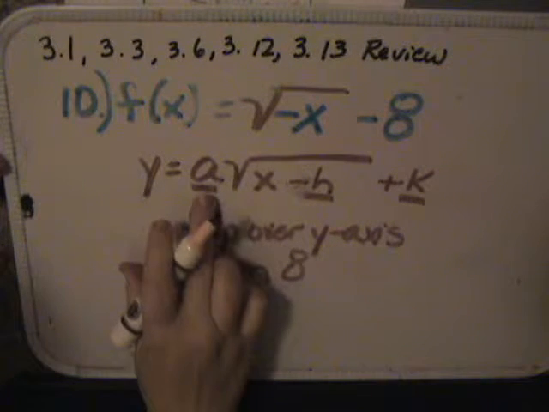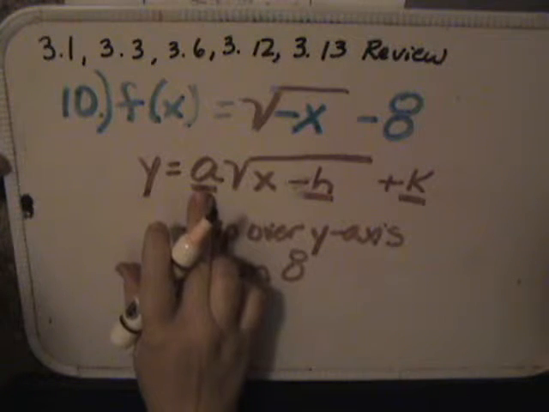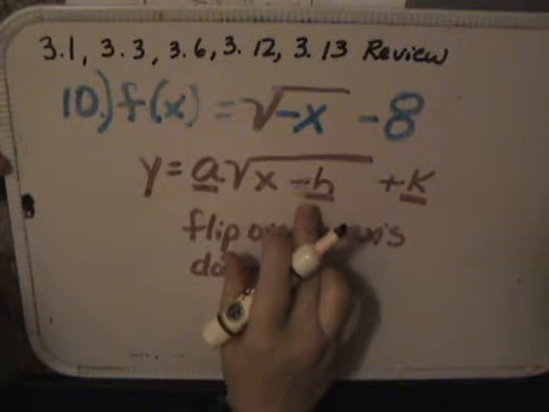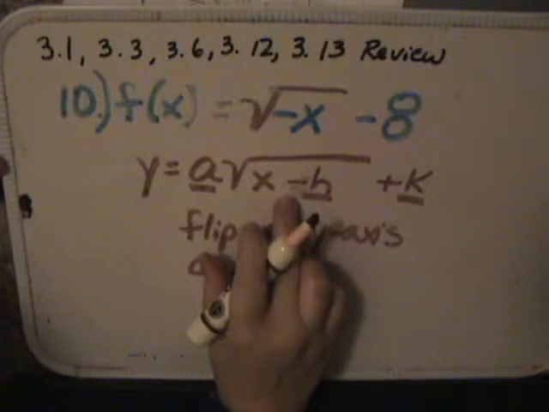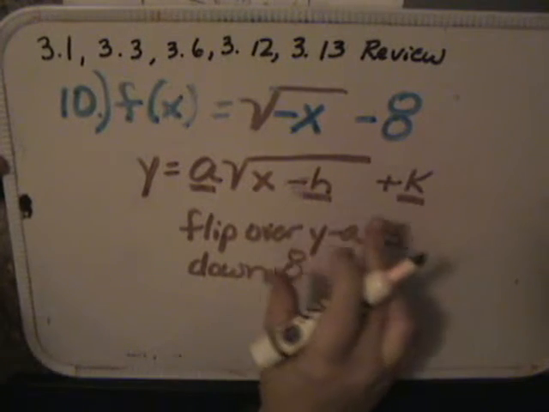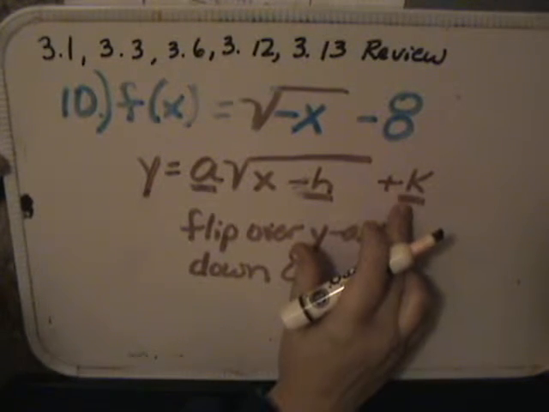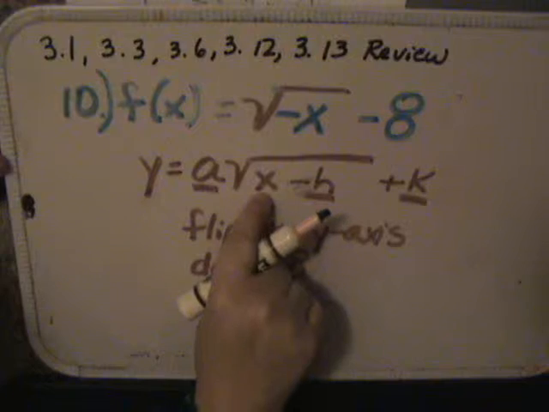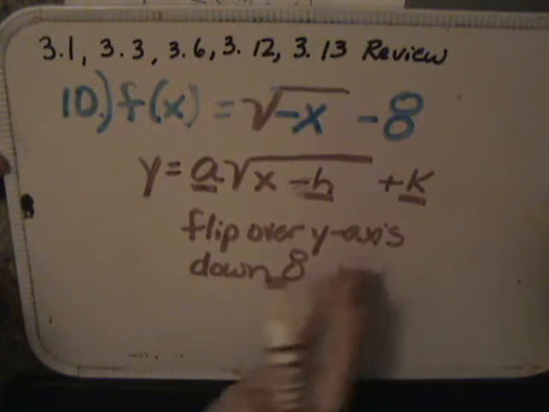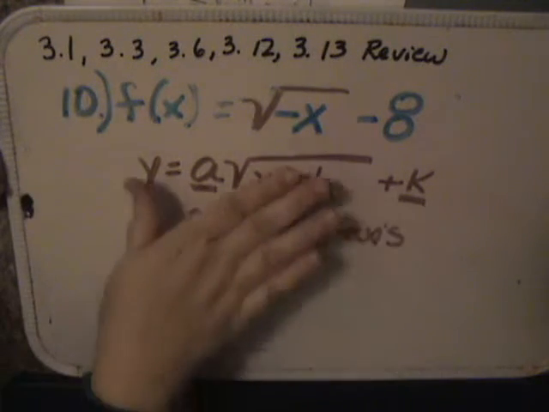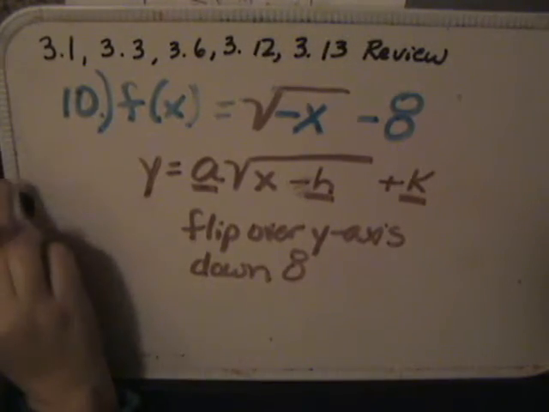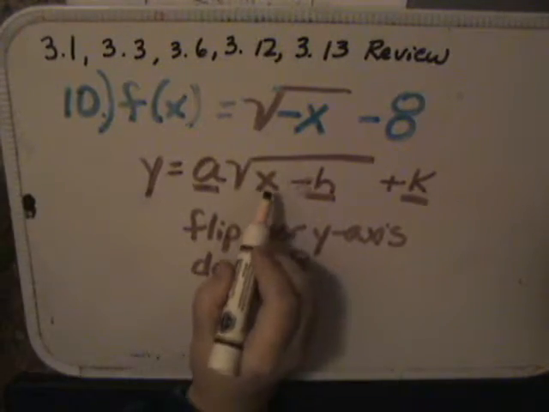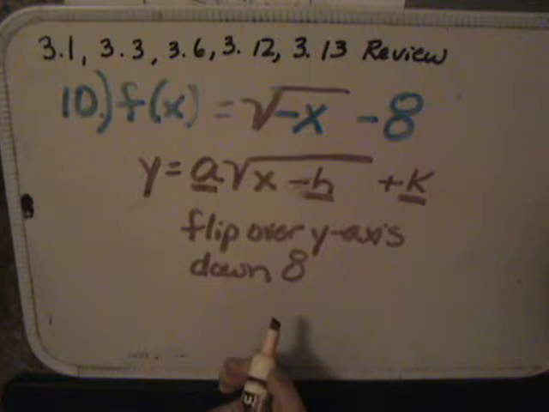And you need to study each of these. What makes A? A is the stretch and shrink. H is the left and right, but it does the opposite of what you would expect because it's inside. And then K makes it move up and down. The X only makes it flip over the y-axis, which means instead of it flipping down, it flips across the y-axis. So if X is negative inside, that's what that does.